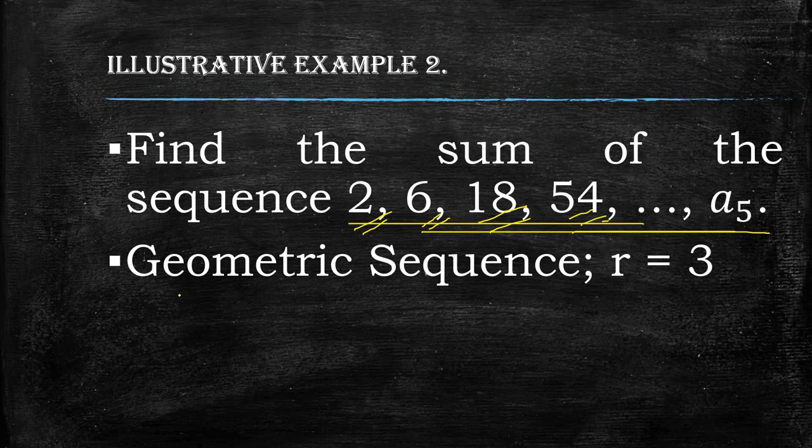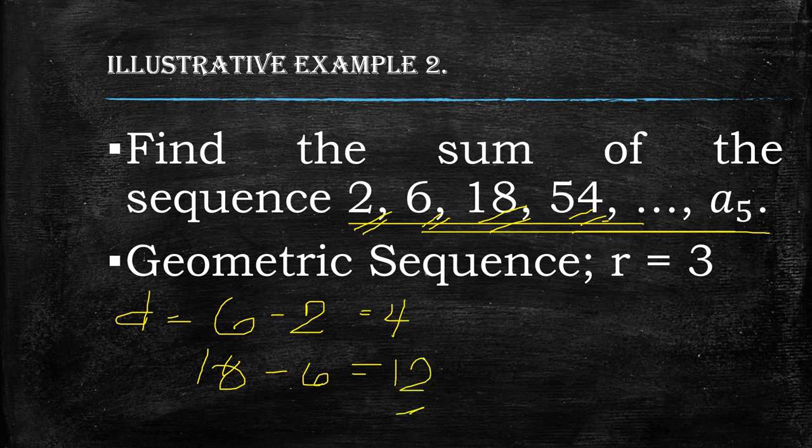Titingnan natin, pag chinek mo by, if you want to check, well, baka arithmetic yan. So, pag arithmetic sequence, we get the common difference, try natin. So, second term 6 minus the first term 2. So, the difference is 4. Let's say another one, 18. Ma-minus natin sa 6, that is 12.